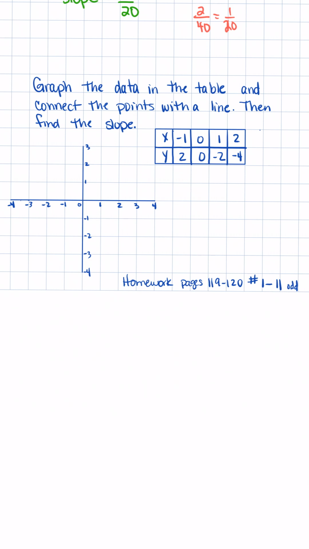Okay, so we're going to go ahead and just graph them. The first one, x is -1, y is 2. So we go over -1, up 2. That's our first point. The next one is 0, 0, right in the center. Then x is 1, y is -2. And x is 2, y is -4. And then we want to go ahead and connect those.